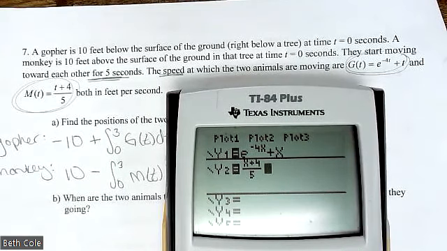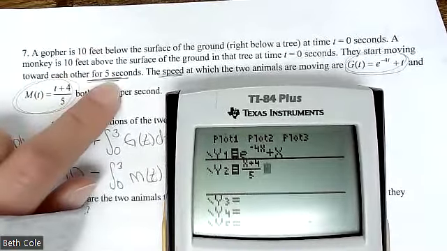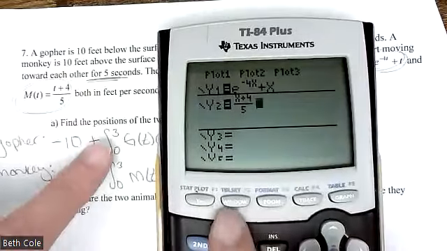If you're not given a window, do you remember what I said to do? If you aren't given one, Zoom 6 will make it standard. Did you guys all hear that there? Zoom 6, it'll put it -10 to 10. We actually were given one though. It says they move towards each other for 5 seconds. So yes, good. You're ahead of everybody else. I'm trying to get everyone together here.